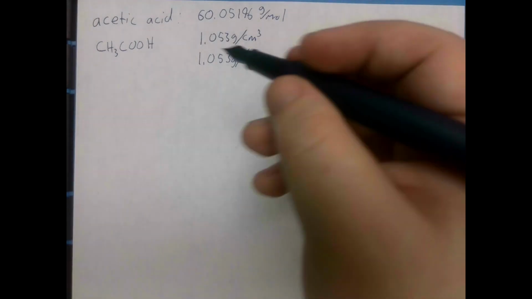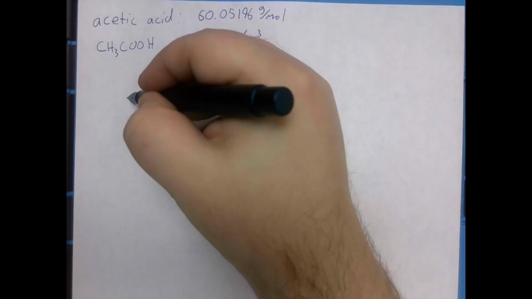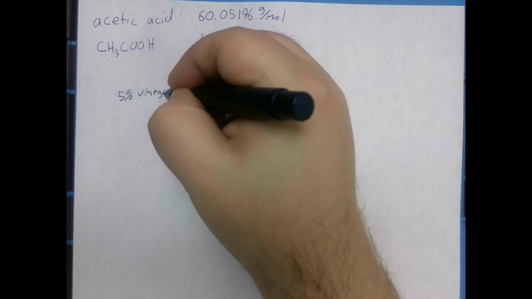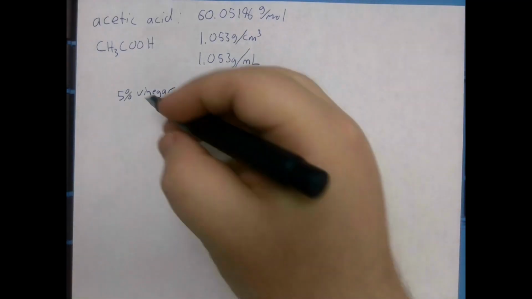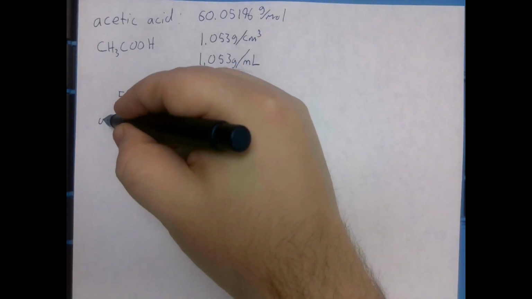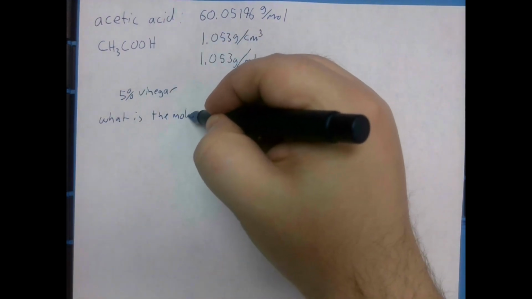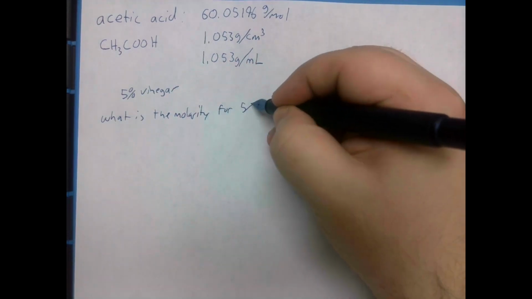So I have found in the lab, I don't know how old it is and if it's decomposed some, but it claims it's 5% vinegar. But in the equation, we're dealing with grams and moles. We have 1 mole to 1 mole, or 1 molecule to 1 molecule. So we need to figure out the molarity of this. So what is the molarity for 5% vinegar?